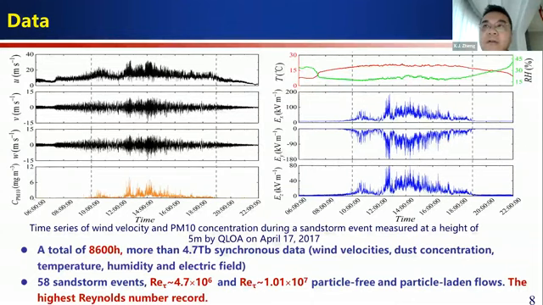Since 2013, we have carried out long-term synchronous observations on particle-free and particle-laden flows. Till now, we have accumulated more than 7,500 hours of synchronous data, taking more than 4.5 TB. It was commented as unique because this is the field observation site with the largest scale, longest time lasting, the most complete data, and the highest Reynolds number in the related research field.